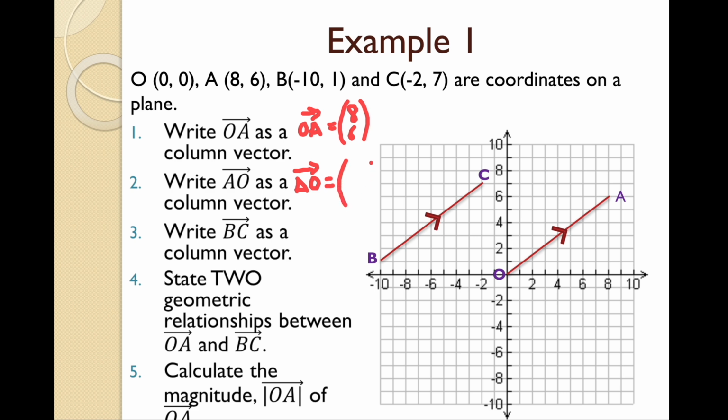Alright, let's just try to see how that works. So we're going from A to O. We're always moving from left to right first, and then we could go up and down. So we go like this now: 1, 2, 3, 4, 5, 6, 7, 8.